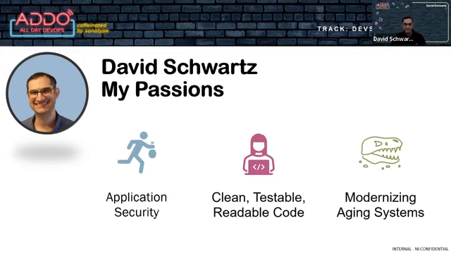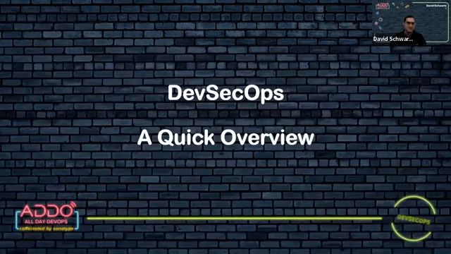Passions, I love application security. Didn't know I would say that 5-6 years ago, but it really is interesting. It's a fascinating field. I've always been a huge fan of clean, testable, readable code. And not like most people, I love modernizing aging systems. Everybody knows your system has to last more than a couple of years, and the answer is not to rewrite it every 3 years. So I really like finding the beauty in the older systems and then bringing them into the modern. But let's get down to our main topic.